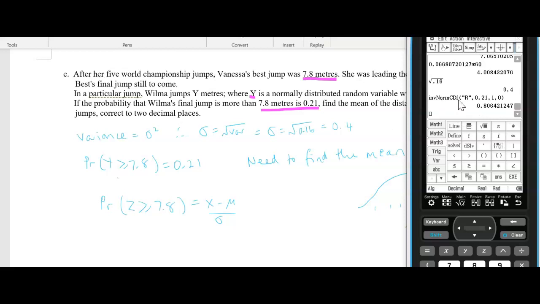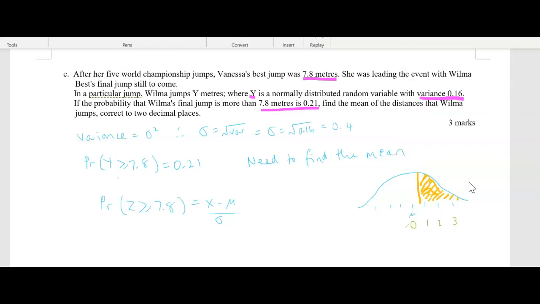Okay, so we use the inverse normal, we use the standard, so we've got a standard deviation of 1 and a mean of 0, and we're using 0.21. So what is that? 0.806. So this value here is 0.806.